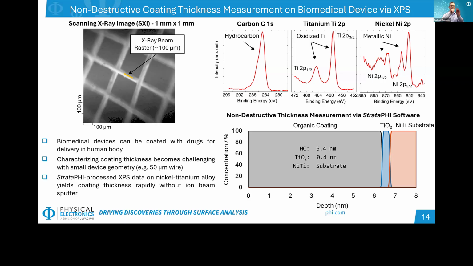So knowledge of the sample composition and the chemical composition is entered into the software, Stratify. In the analysis, we're telling the system that there are 3 separate layers: a carbon layer, a titanium oxide layer on top of the substrate, and then the substrate itself. Stratify will then automatically calculate the thicknesses of each of those individual layers, and then show a plot, as you can see here. It's an actual plot from the software itself, showing the thickness with approximately 6 nanometers for the organic layer at the top, about 0.4 nanometers for the titanium oxide at the surface, and then the nickel titanium substrate.